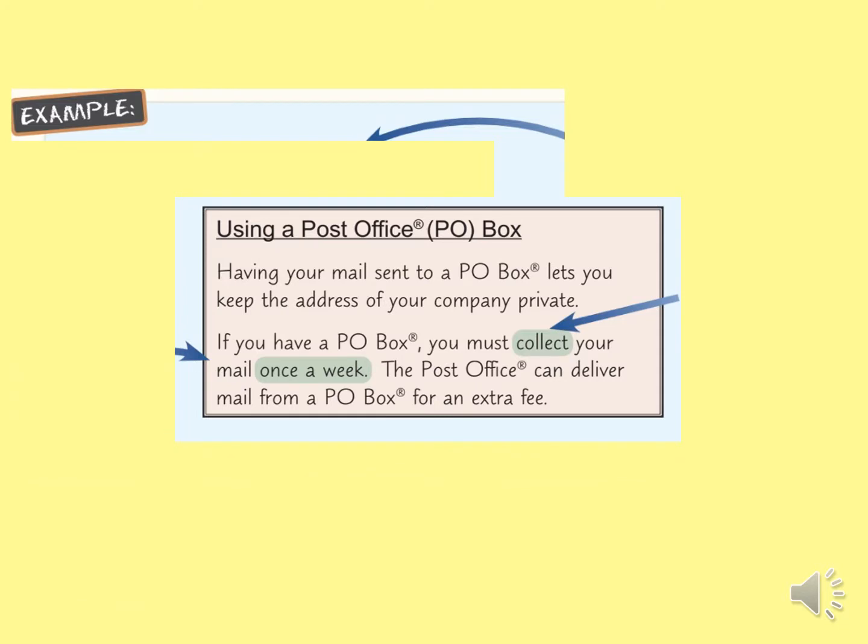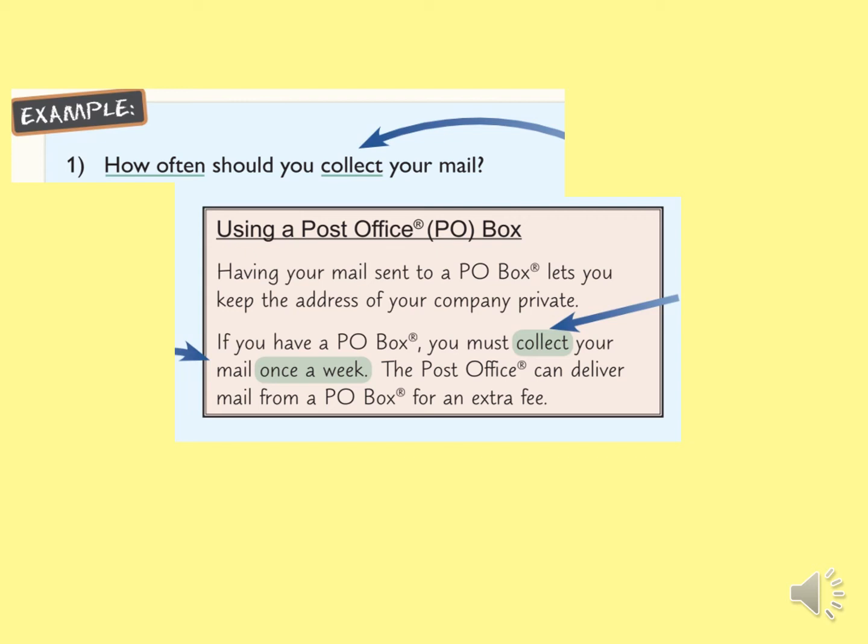So another example here, I've got a little instruction telling me how to use a PO box. So having your mail sent to a PO box lets you keep the address of your company private. If you have a PO box, you must collect your mail once a week, and the post office can deliver mail from a PO box for an extra fee. So here, how often should I collect my mail?